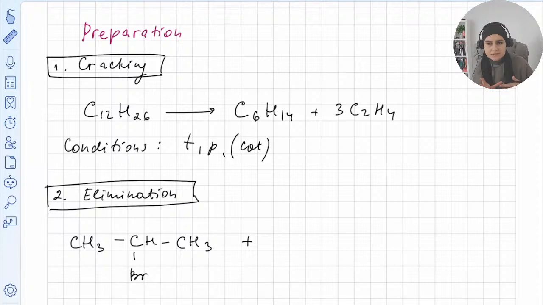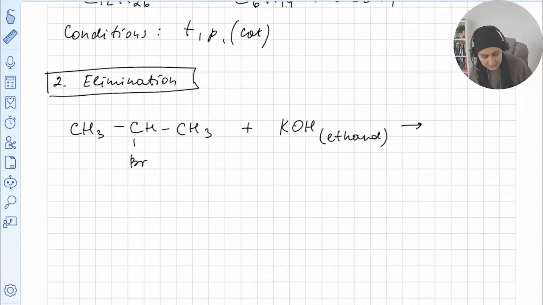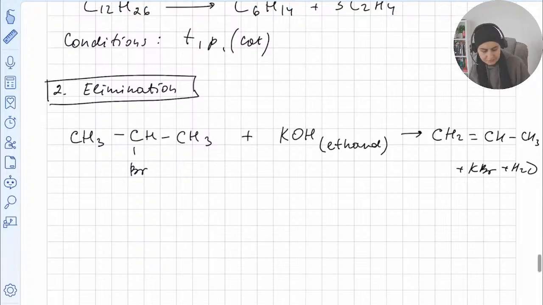To do this, you need to use potassium hydroxide or sodium hydroxide in ethanol. The solvent must be ethanol. If you use water as a solvent, you probably would get nucleophilic substitution, but you want to favor elimination, so that's why I would use ethanol as a solvent. And I remove Br, I remove H, so I form CH2=CHCH3, KBr, and H2O. So think of it as removing HBr, and the HBr reacts with KOH to form KBr and H2O.